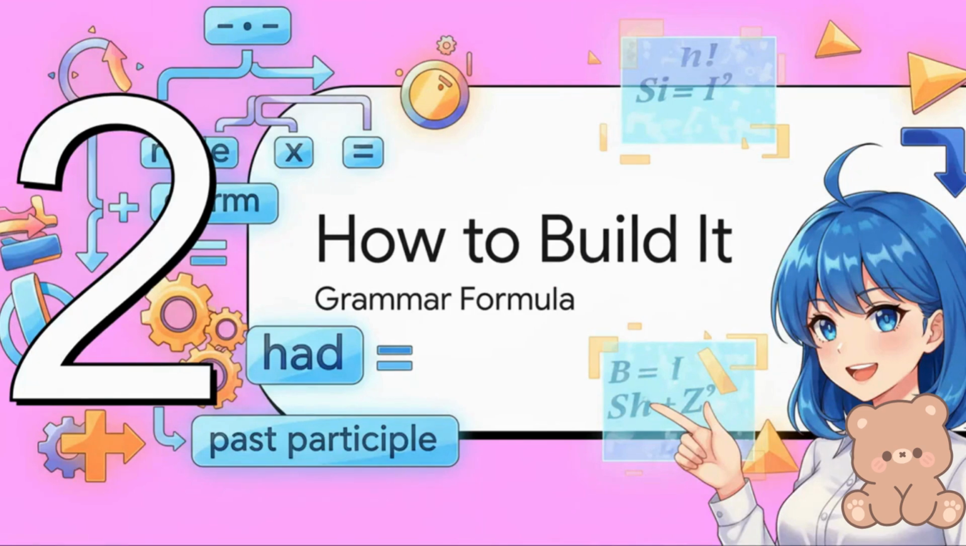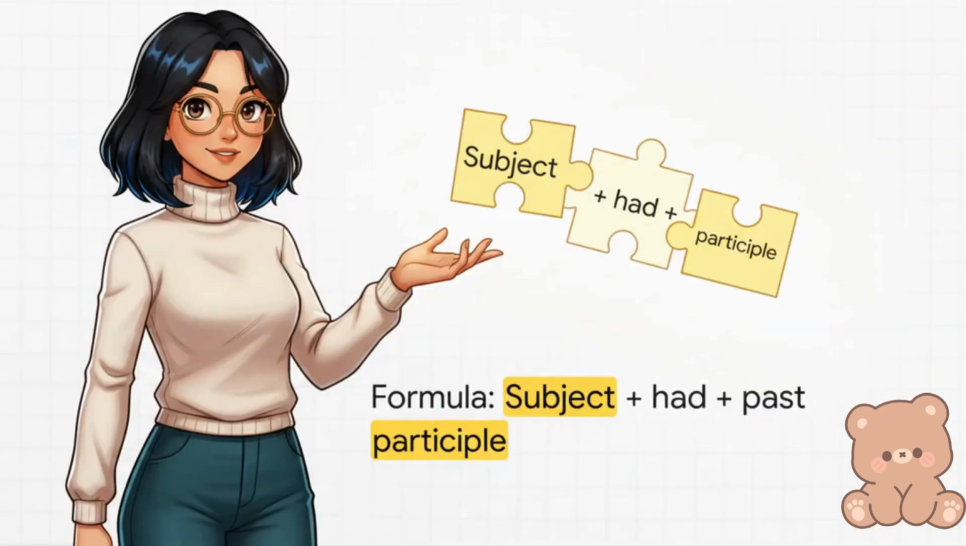Section 2. Building the tense, the mathematical formula of grammar. Now, I love this part because grammar becomes incredibly comforting here. We are dealing with a strict mathematical formula. Lock this into your working memory right now. Subject plus had plus the past participle. That is the whole shebang.